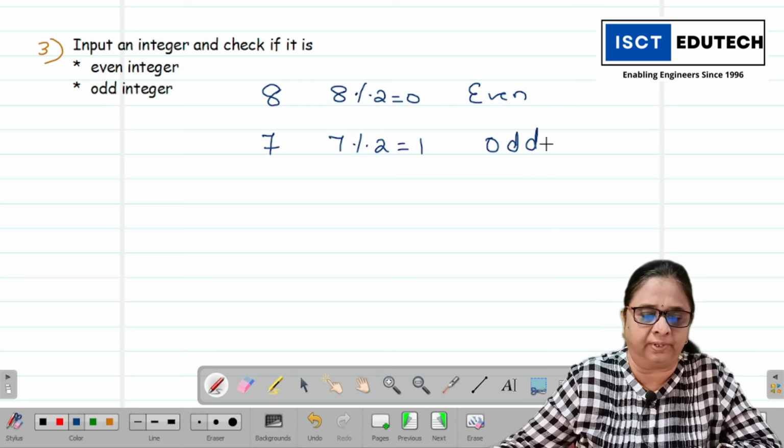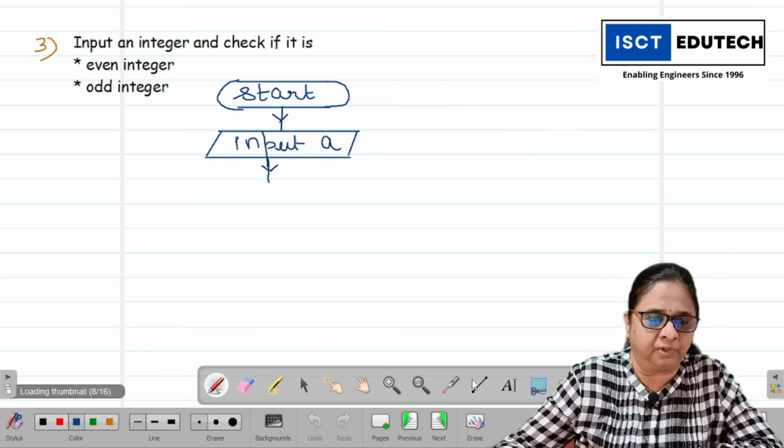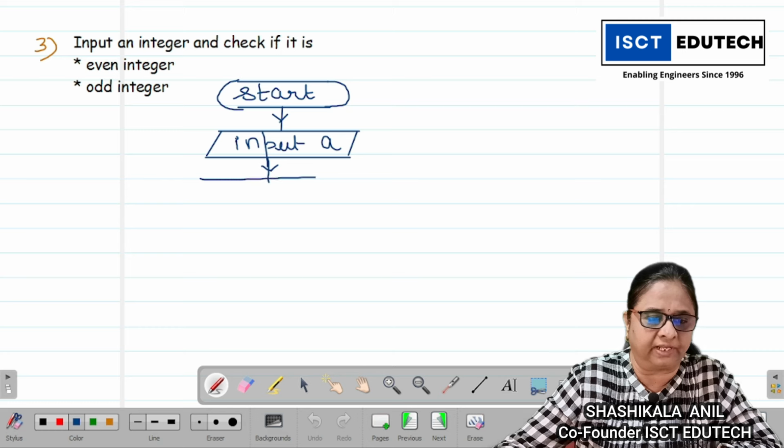This is how we are going to do it. So let's see the flowchart for this first. So input A. From this, we are going to extract the remainder. So remainder equal to A modulus 2. Then next, what should I do?